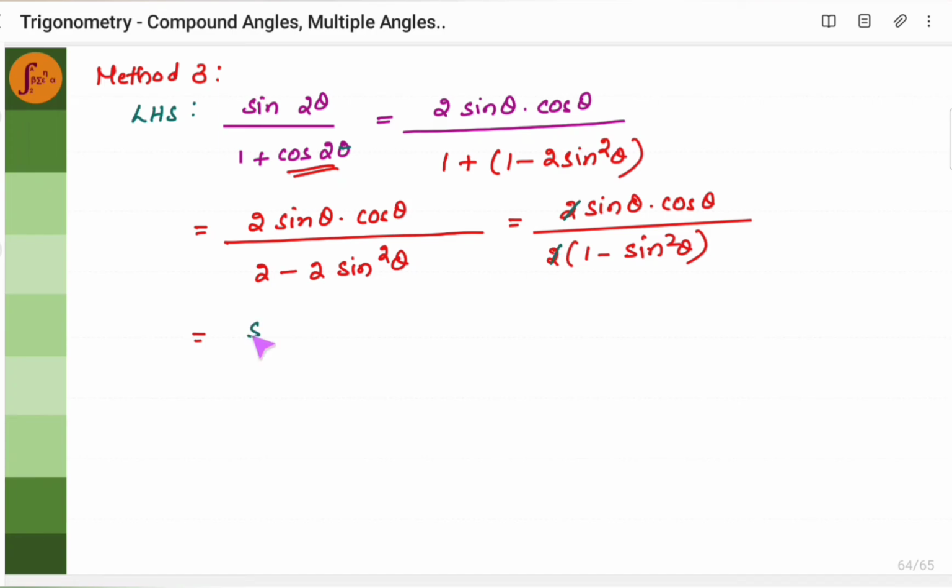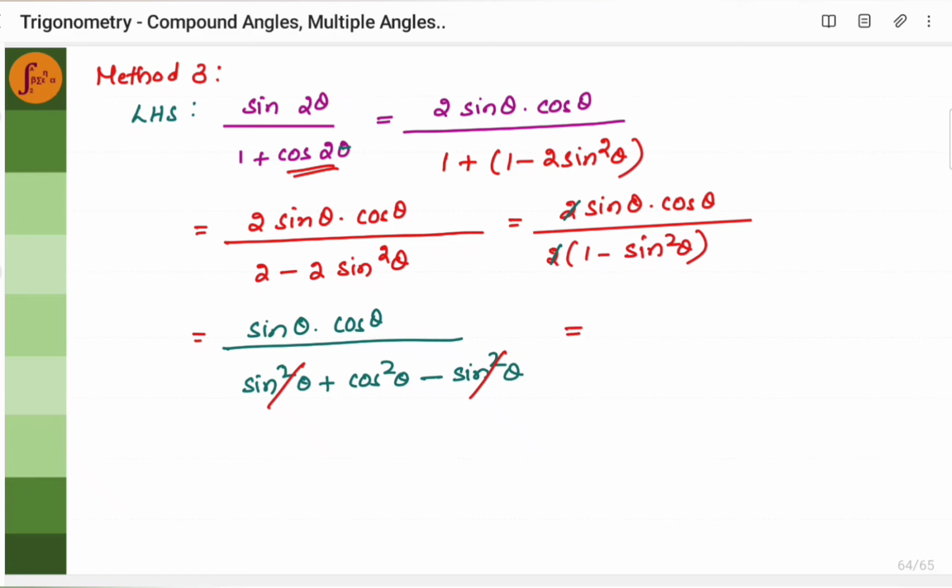So I'll get sine theta cos theta by, what is 1? I can write 1 as sine square theta plus cos square theta, right? And then I'll have minus sine square theta. Now sine square theta and sine square theta will get cancelled. I am left with sine theta into cos theta by cos square theta. 1 cos theta and 1 cos theta will get cancelled. I am left with sine theta by cos theta, which is tan theta, which is RHS.